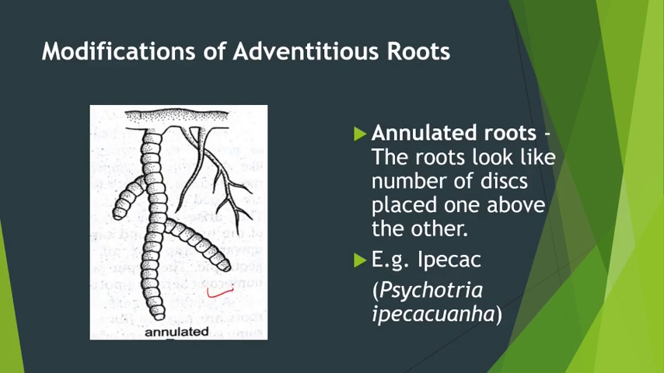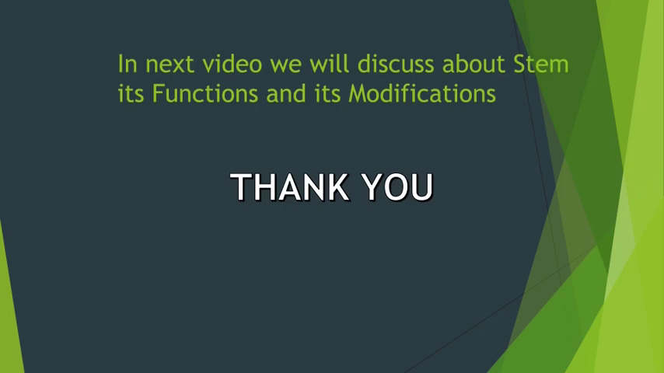Here the roots are like rings. You know the word Annelida, having segments. So here they also have such segments. Annulated roots have disc-like structures placed one above the other. Found in Ipecac, Psychotria ipecacuanha. So students, I hope you understood all the different modifications of root and their function.